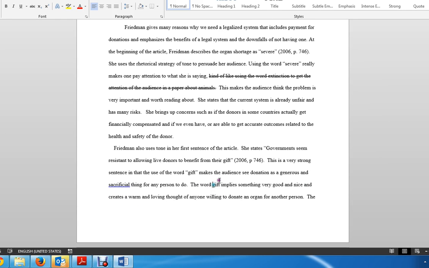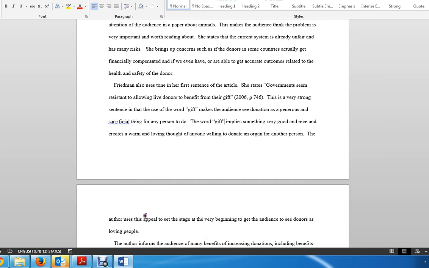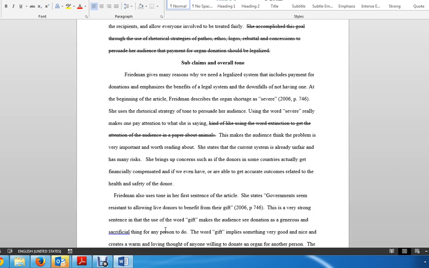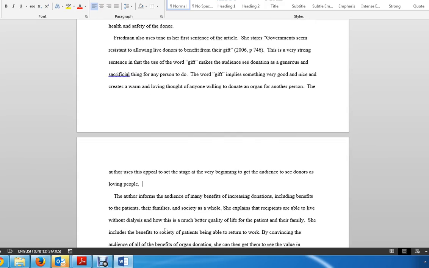When you're talking about the word gift, you need to make sure you put the quotation marks around it. The author uses the appeal to set the stage. Okay, this, honestly, you're looking more at pathos here. This is an emotional appeal. So you need to make sure that you're getting what you're talking about in the right sections of your paper.